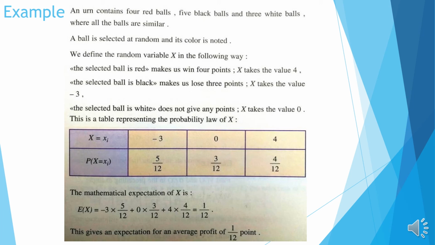If the selected ball is white, it doesn't make us lose or gain. يعني لا بنخسر ولا بنربح. So x equal to 0. It doesn't give us any points. This table represents the probability law or the probability distribution of x.